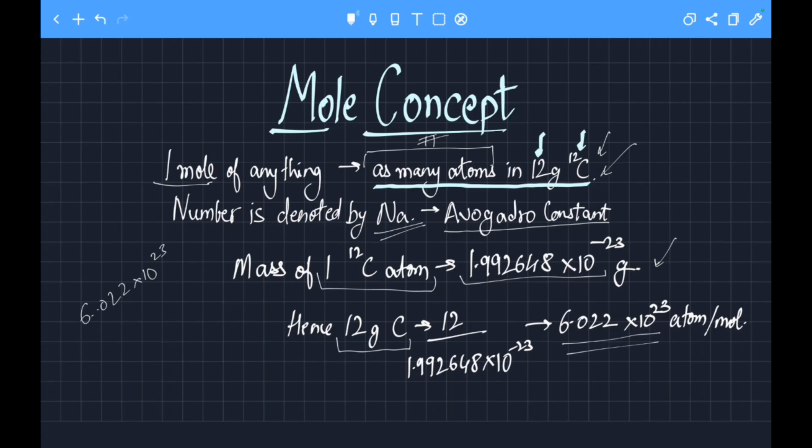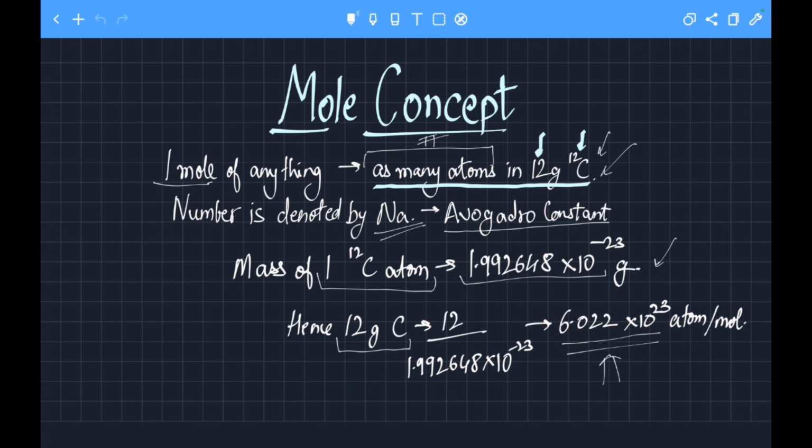When someone says I want 1 mole of oxygen, 1 mole of O2, that means Na quantity of O2 molecules. So mole can be related to atoms, mole can be related to molecules, mole can be related to anything. You can also say 1 mole of pens, 1 mole of mobiles, or any other thing which you have. 1 mole simply means 6.022 into 10 raised to 23 quantities of that object.